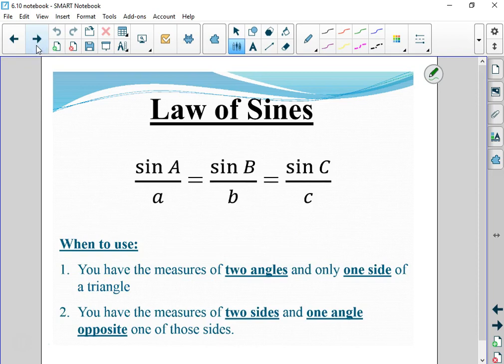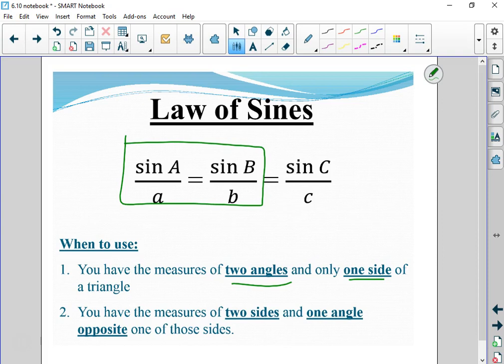So here is the setup for the law of sines. The sine of A over side A is equal to the sine of B over side B and equal to the sine of C over side C. So when do we use it? You use it if you have a measure of two angles and only one side. Okay? So if you think about that, how many is that? 2 plus 1 is 3. Let's say we were looking at A and B. Then we have 3 out of the 4, and then we can solve for the fourth missing number.